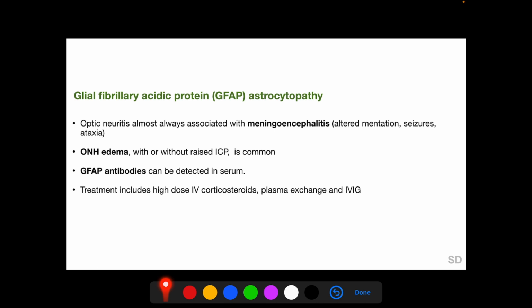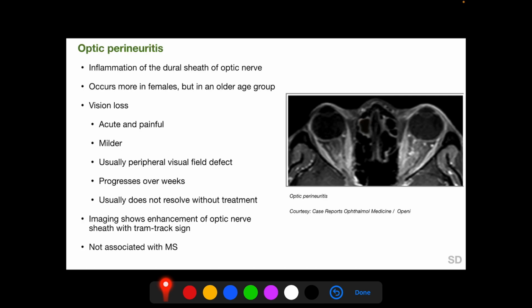Here optic neuritis almost always is associated with meningoencephalitis with altered mentation, seizures and ataxia. ONH edema is common with or without raised intracranial pressure. GFAP antibodies can be detected in serum, and treatment includes high-dose IV corticosteroids, plasma exchange and intravenous immunoglobulin.